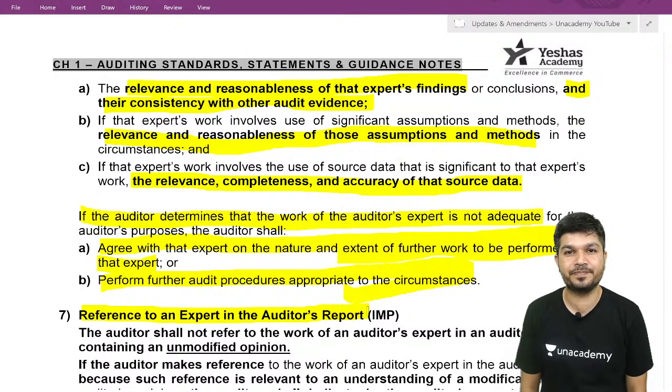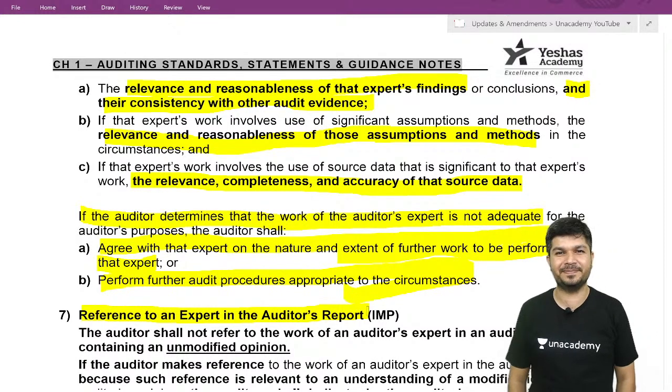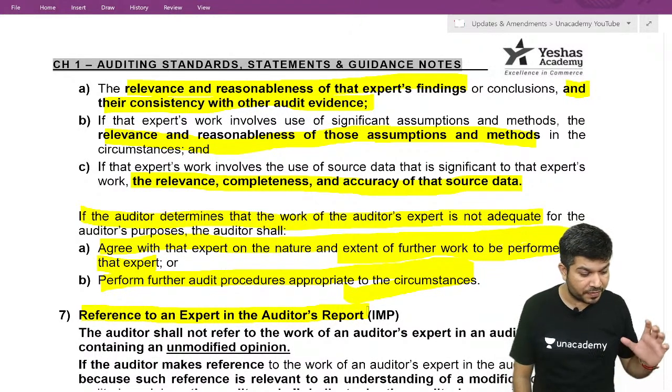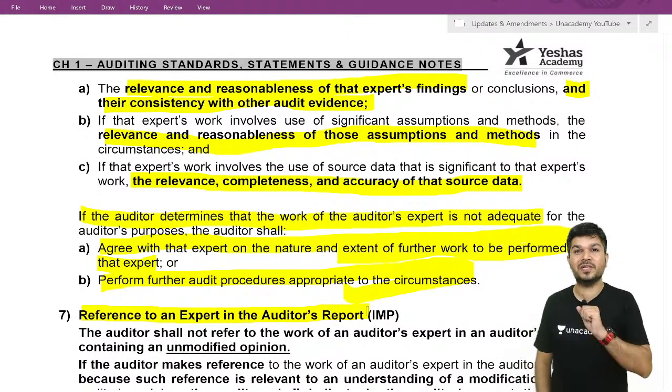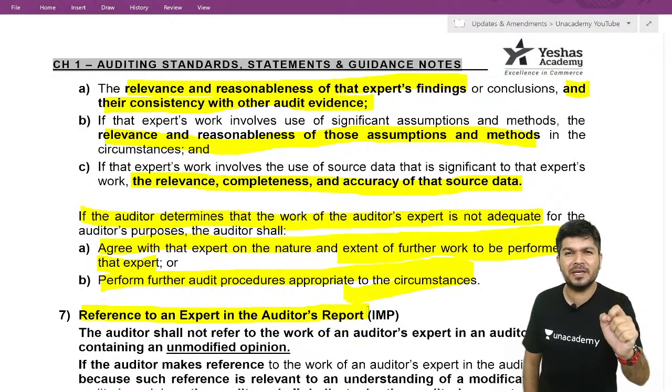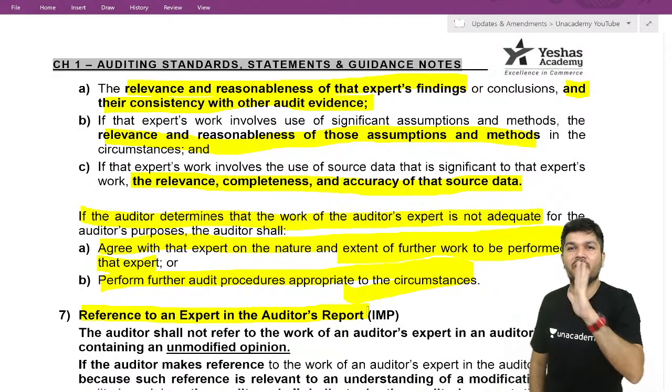Now question. SA 610, using the work of internal auditors. When I'm using the work of an internal auditor, can I write in my report that I've relied on the work of the internal auditor?